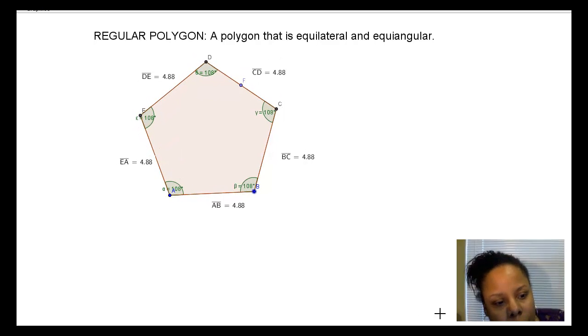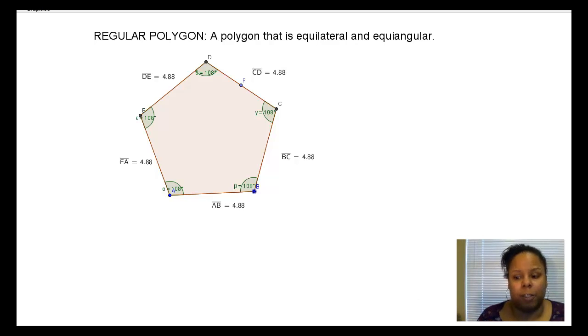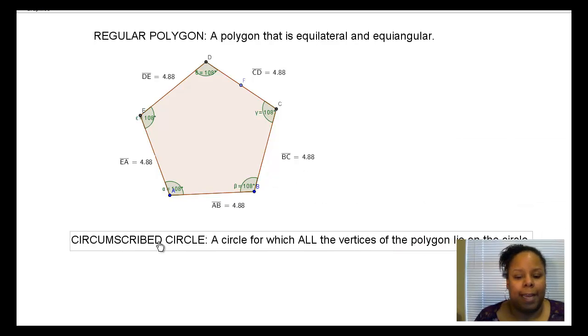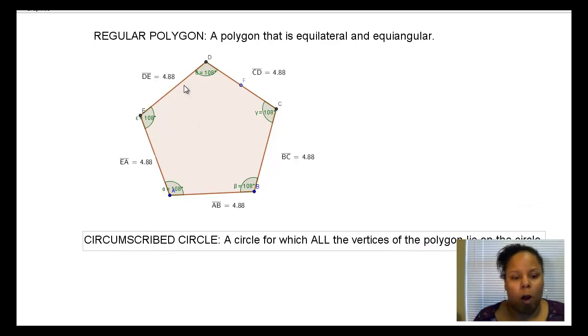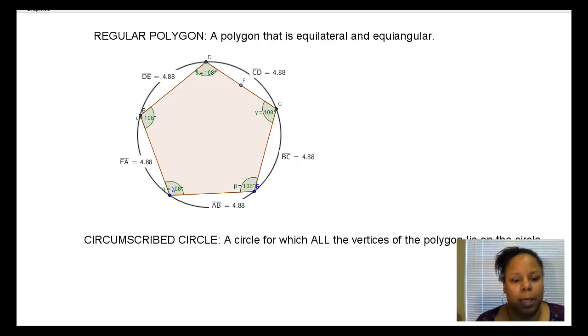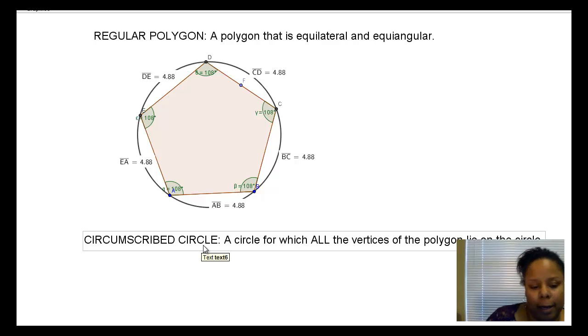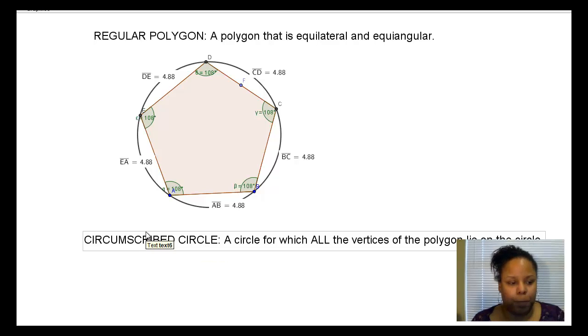And one of the things that a regular polygon has, every regular polygon has a circumscribed circle, which means there is a circle that can be drawn so that all the vertices of a polygon lie on that circle. So an example of the circumscribed circle for this particular polygon is this circle. As you can see here, all the vertices of the polygon lie on the circle. So we call this a circumscribed circle, and the polygon is inscribed in the circle.